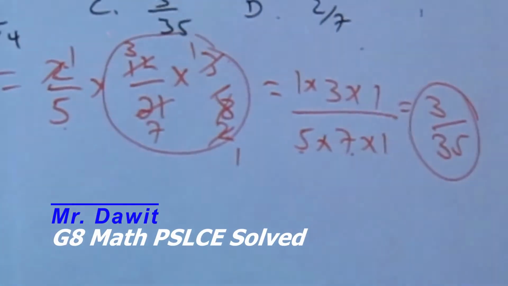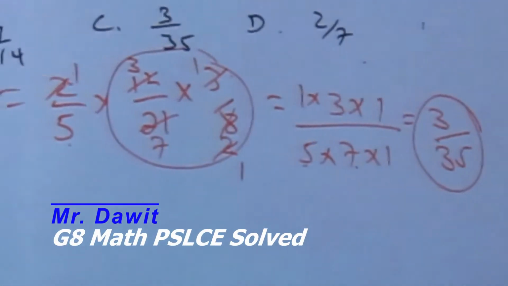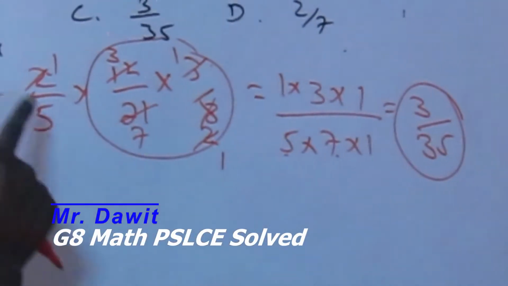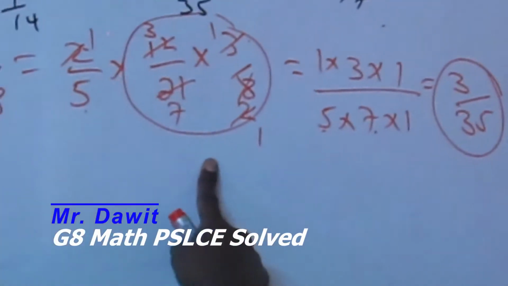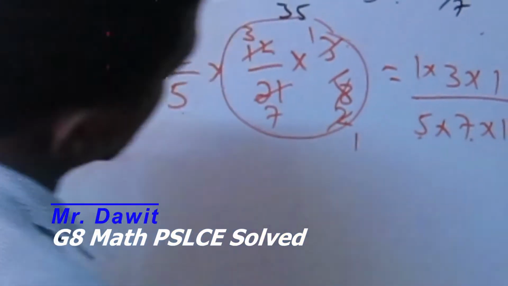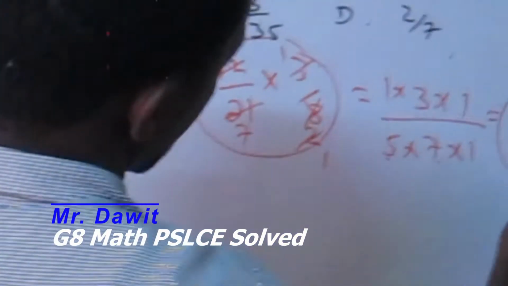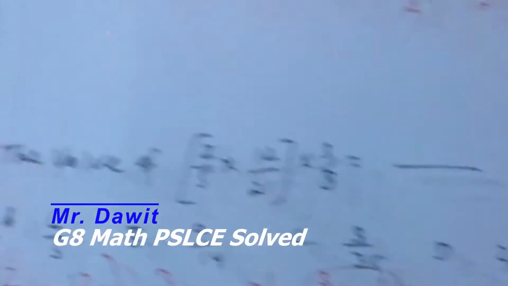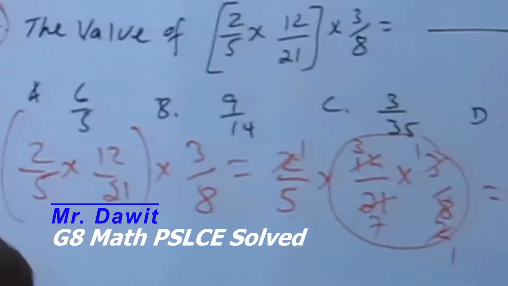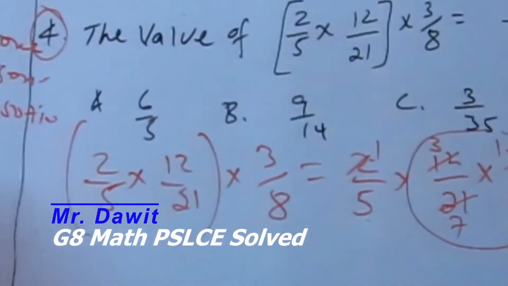3 over 35. You have to multiply when you multiply fractions, numerator with numerator and denominator with denominator. So finally we get what? 3 over 35. Be careful, you have to simplify before you multiply if it is possible.